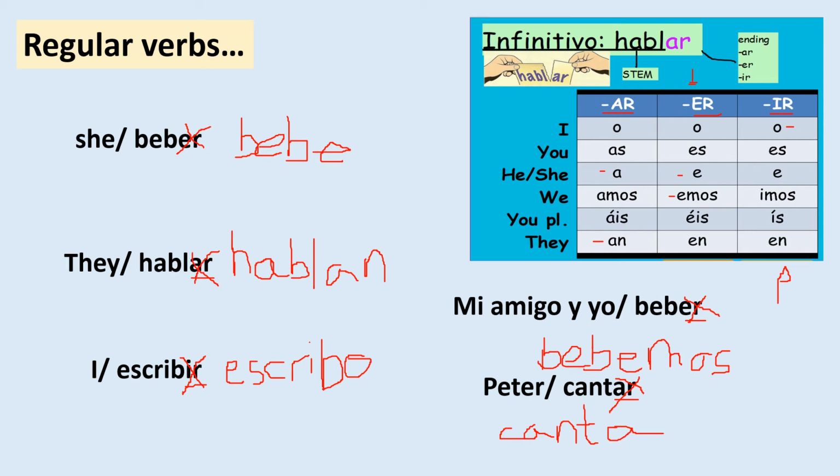So always remember, first of all, you remove the ending of the infinitive, decide who is doing the action, and look in the right column to add the right ending. And then you have conjugated the verb.